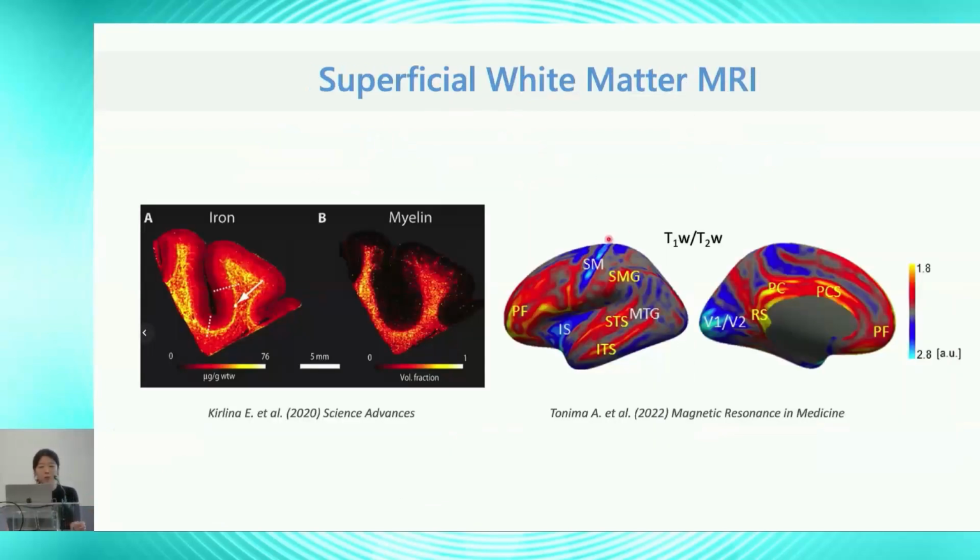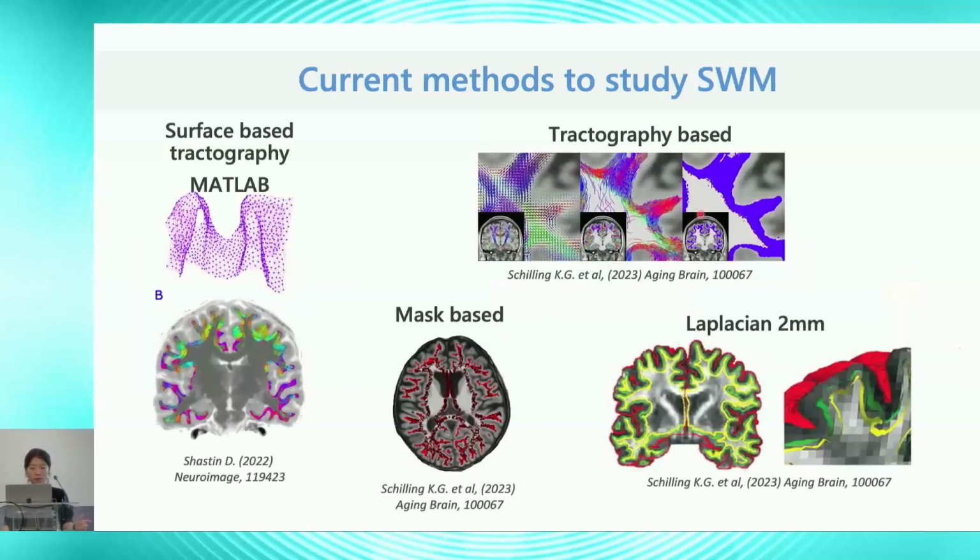In vivo, we can investigate this superficial white matter in living humans using MRI with various features. For example, iron and myelin are especially important contributors to MRI contrast in the superficial white matter. Additionally, the T1 and T2 weighted ratio can also provide insight into gradual changes in the microarchitecture properties of both gray and white matter.